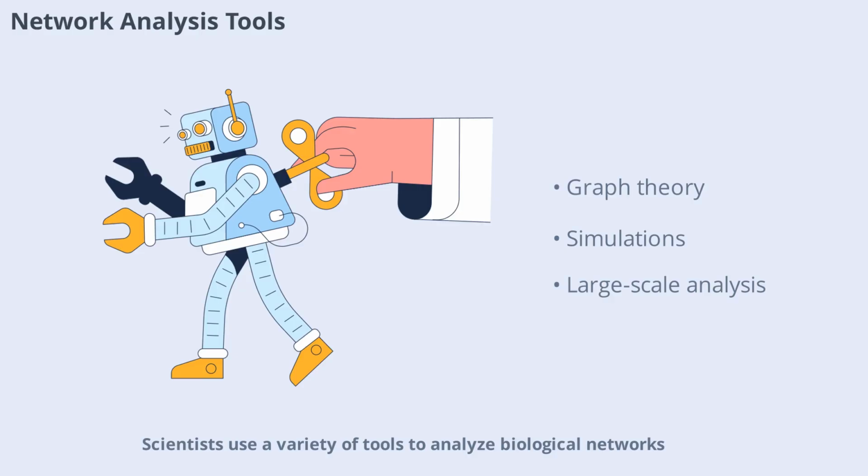Scientists use a variety of tools to analyze biological networks, from graph theory to computer simulations. These tools help identify key nodes, predict network behavior, and model how networks respond to changes. Advances in technology have made it possible to study networks at unprecedented scales and detail.